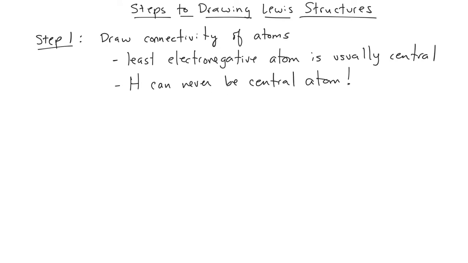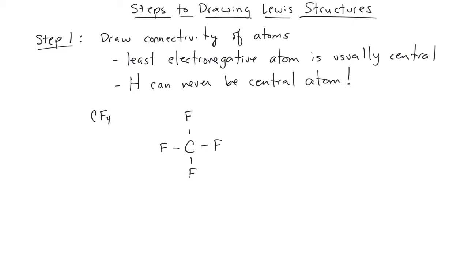We can draw Lewis structures by following just a few simple steps. The first step is to draw the connectivity of the atoms. So for example, if we wanted to draw the connectivity of CF4, we would put carbon in the middle, we would put fluorines around on each side, and they would be connected by a straight line, like this.